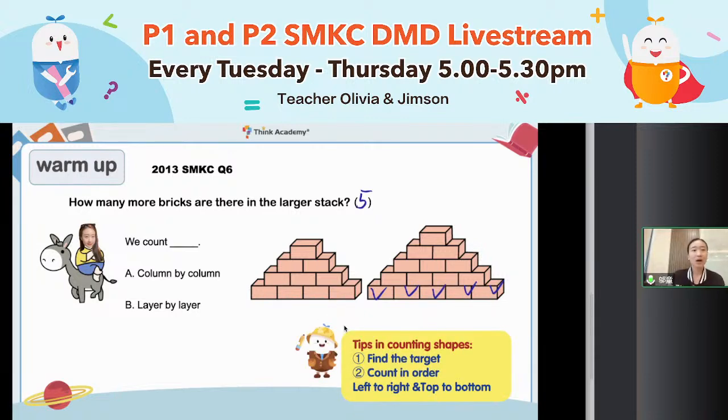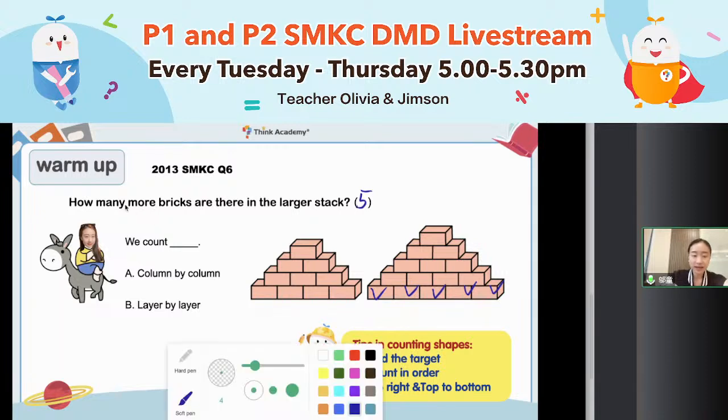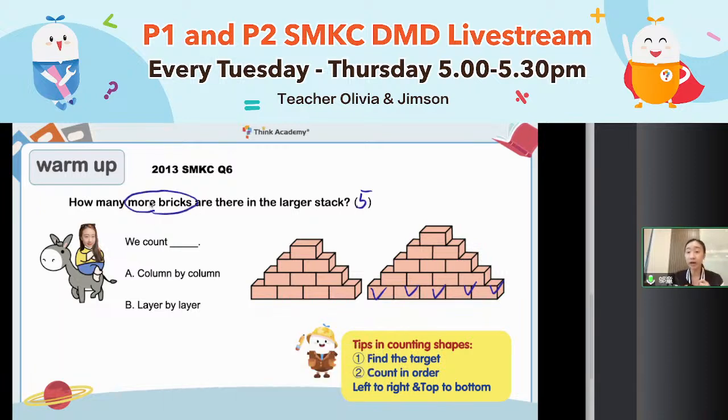So every time when we count the problem, for the counting cube question, first you need to find the target. Like this one is asking you how many more questions. So we find the difference for the problem. And no matter how you count, we always count everything in order. That means from left to right, top to bottom, we follow one direction to work the problem.